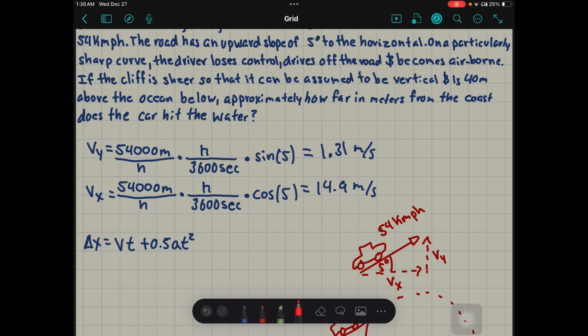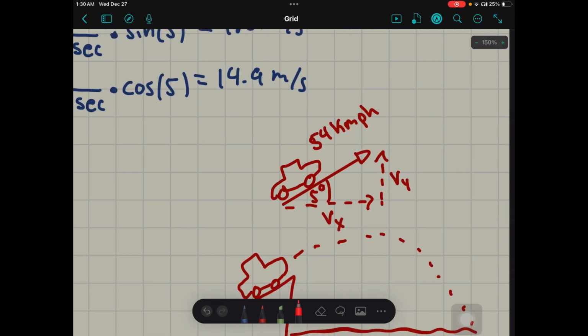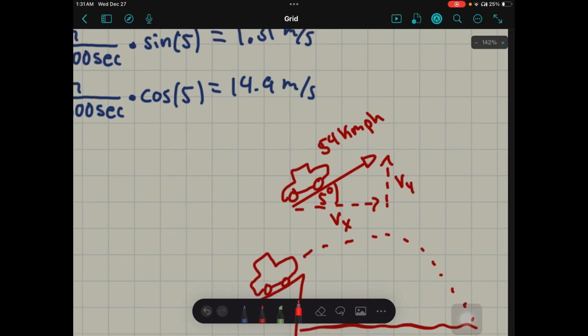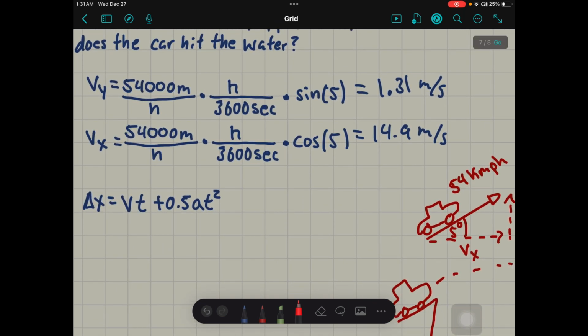Okay, so now in this problem, since the driver is going at a 5-degree incline, we're going to have a y velocity and an x velocity. So we're going to need to break that up. We know that sine is opposite over hypotenuse, so we're going to use sine to find the Vy. And we know that cosine is adjacent over hypotenuse, so we're going to use cosine to find Vx. Okay, so when we do sine of 5, we get 1.31. When we do cosine of 5, we get 14.9.